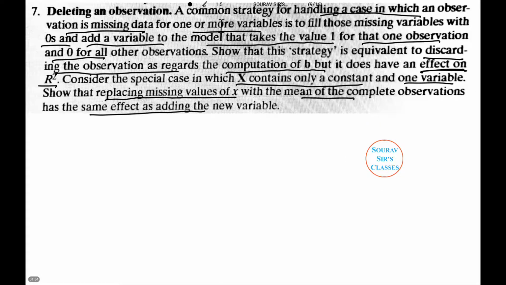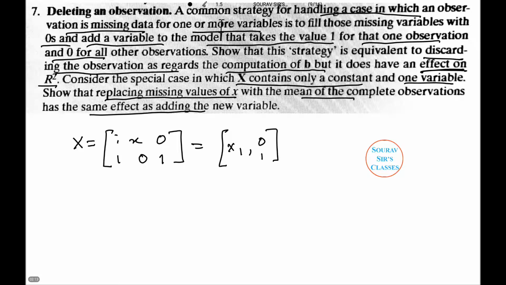Let us first define the data matrix. The data matrix can be defined as follows: X equals [X1 0; X2 1], that is X1 X2, and y equals [y0; yn]. The subscripts on the parts of y refer to the observed and the missing rows of x.